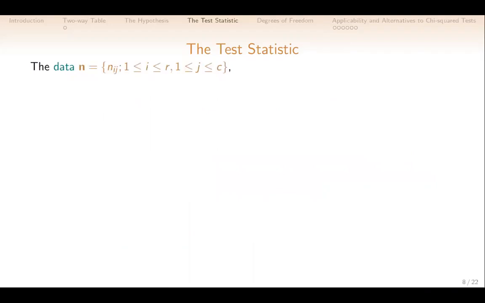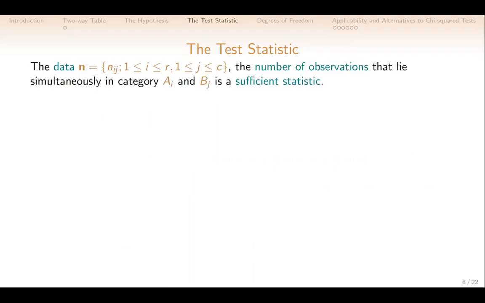Okay, so the data are just the numbers that fill up that matrix of observations, the Oij's, the number of observations that lie simultaneously in category Ai and Bj. I won't go through this, but you can check that those are the sufficient statistics. You don't need to know individually which individual belongs to which category. All you need to know is the number of people that belong simultaneously to categories I and J. You just need to know the number of people that are O positive or AB negative and so on.